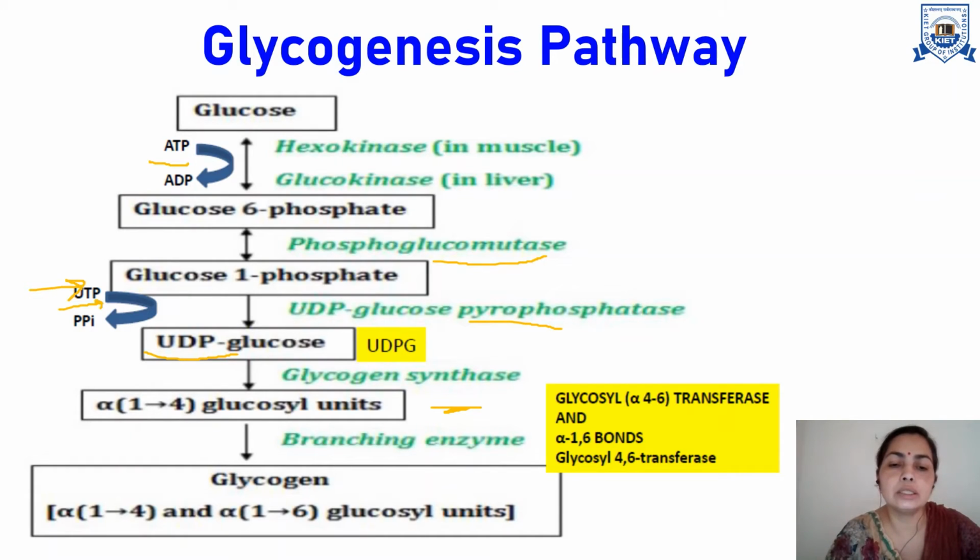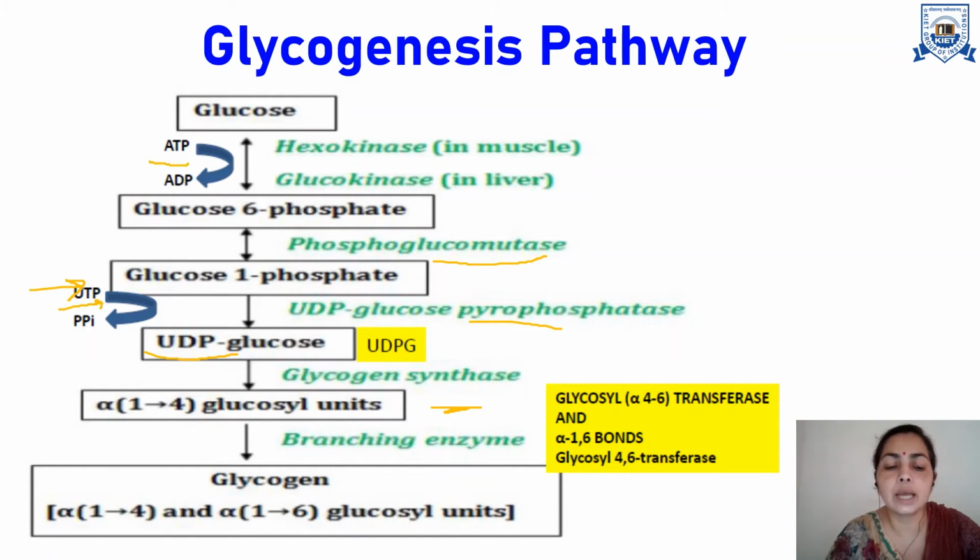Then there is step 4, that is the branching stage, where the branching will take place and the actual glycogen will be produced. Glycogen synthase can catalyze the synthesis of a linear unbranched molecule which has alpha-1,4 glycosidic linkages. Now it is required to have a branched structure, so that is initiated by the branching enzyme. The formation of branches will be brought about by the action of this branching enzyme.